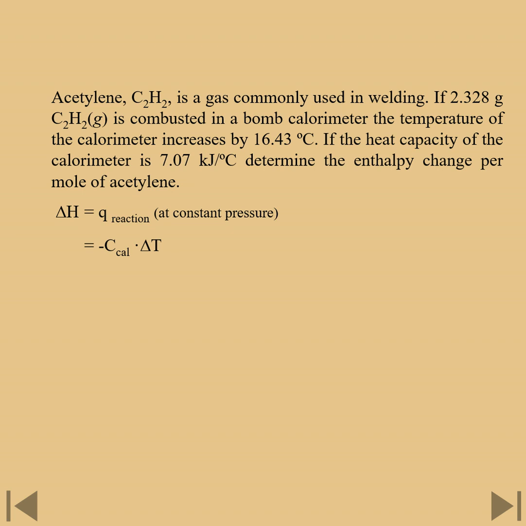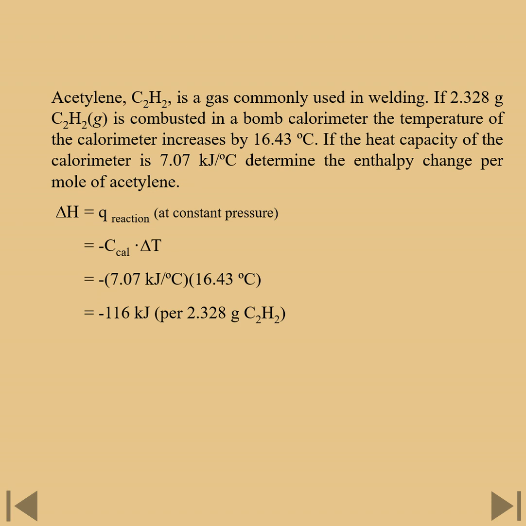So it's equal to negative big C of the calorimeter times delta T. We are actually given big C and delta T, and do note by an increase of 16.43 degrees C, that's a positive. Note if it said a decrease, that would have been a negative. I then generate negative 116 kilojoules per the sample size.